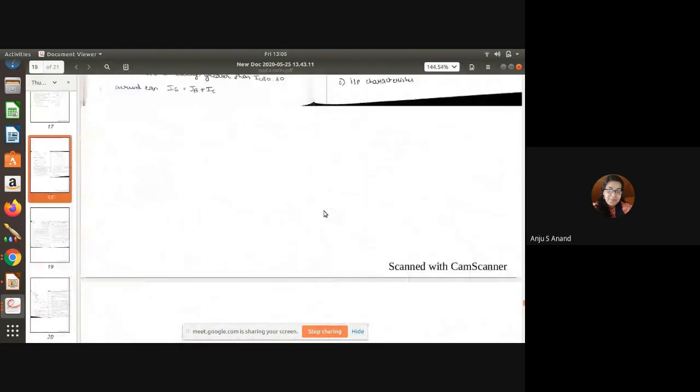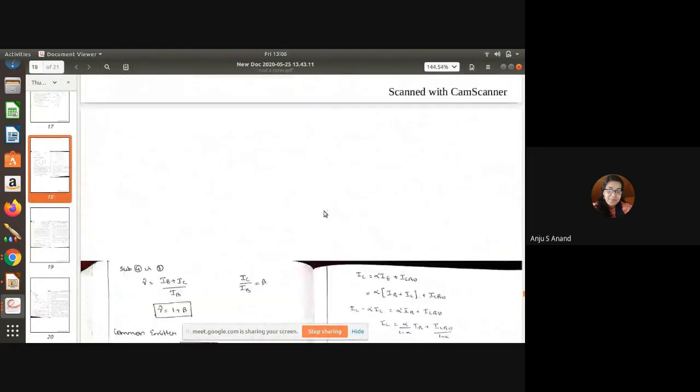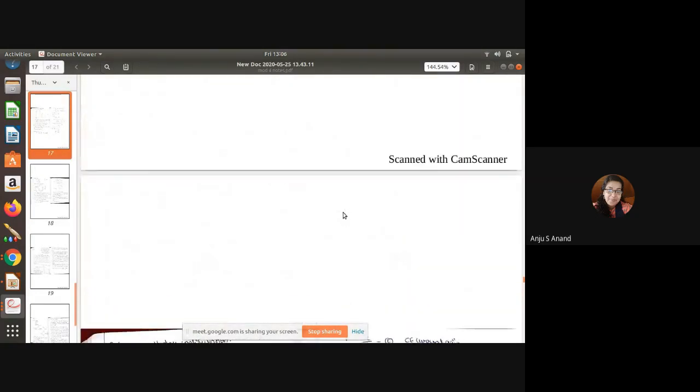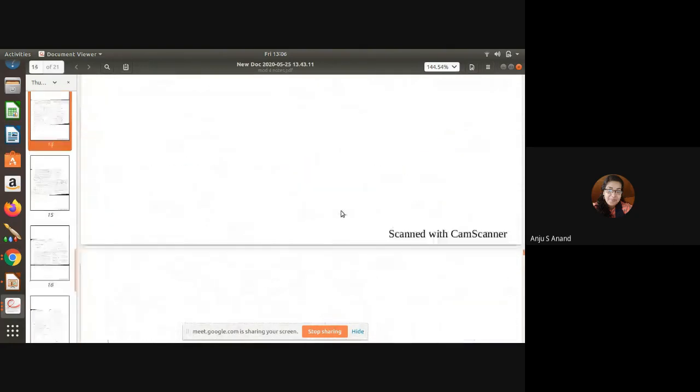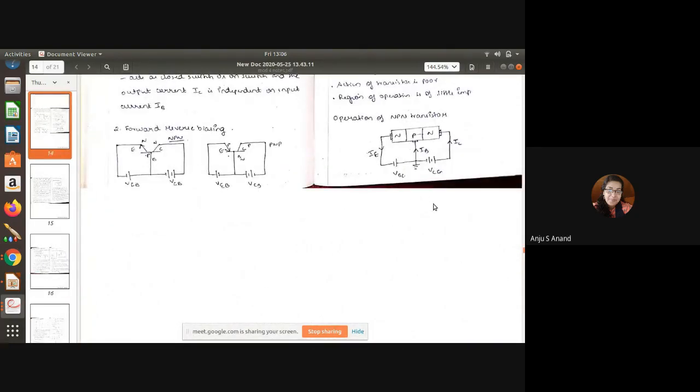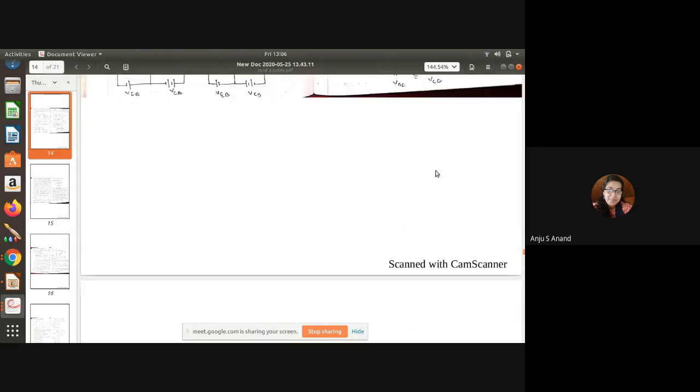We know about NPN and PNP transistors. So this was the NPN transistor, operation of an NPN transistor. Two junctions and three terminals are there, that is the base, emitter, and collector. So an NPN transistor has an N-type collector, an N-type emitter, and a P-type base. So the biasing voltage we are giving is between base-emitter and collector-emitter.